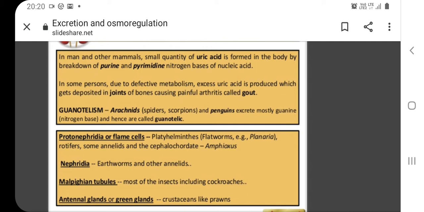In earthworm and other annelids, the excretory organ is the nephridia, which is somewhat like the nephron present in the higher animals. In insects and cockroach, the excretory organ is the Malpighian tubule. In crustaceans, the excretory organ is the antennal gland or the green gland.